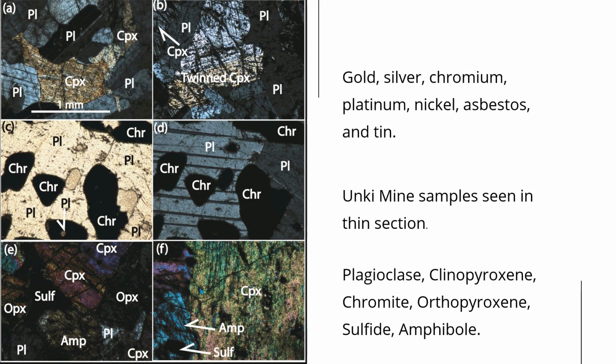Polysynthetic twinned plagioclase occurs here in association with cloudy altered clinopyroxene. We can see fine to medium grained euhedral and subhedral chromite crystals that occur enclosed in differently oriented plagioclase. We can also see orthopyroxene that occurs with intercumulus sulfides, and amphibole can also be identified in these samples here.